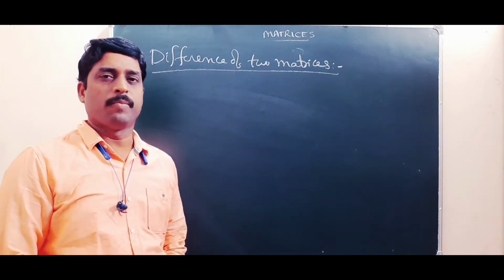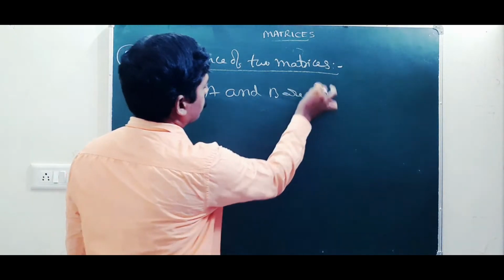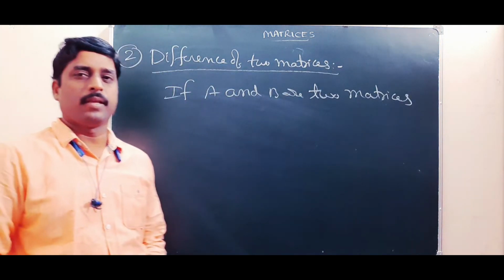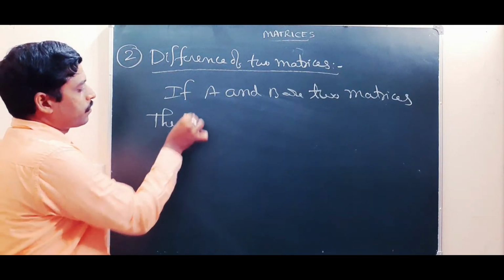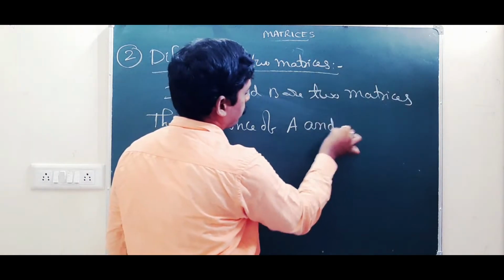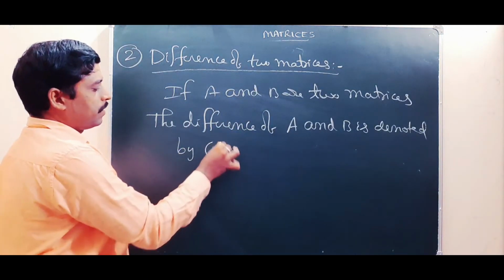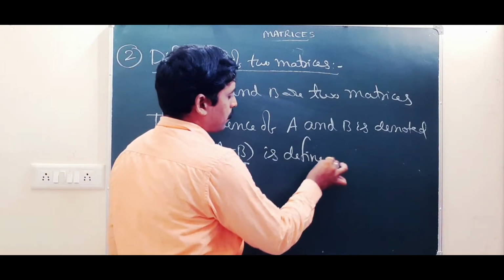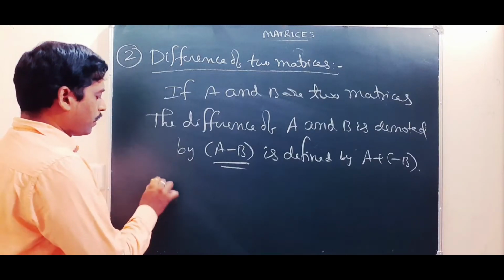Now the difference of two matrices. If A and B are two matrices, the difference of A and B, denoted by A minus B, is defined by A plus minus B. A plus minus B.